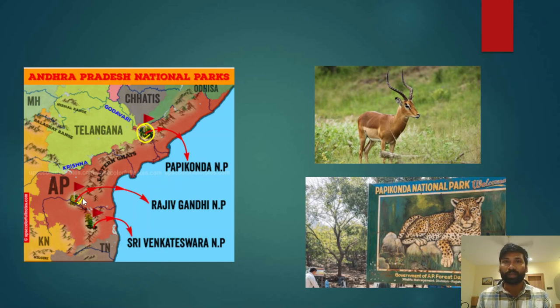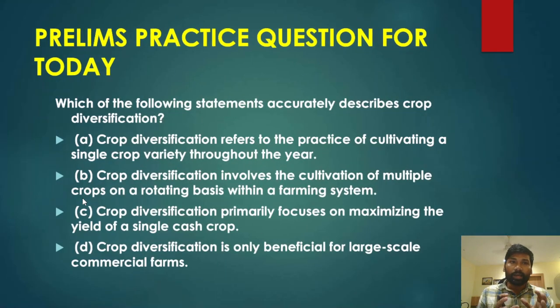Now today's practice question is, which of the following statements accurately describes crop diversification? Crop diversification is very important to maintain soil fertility. And crop diversification is very often in the news, and it is also in your syllabus, whether in the prelim syllabus or the main syllabus, in geography, environment, and also in the agriculture section of the economy. So crop diversification is very often discussed, in the context of declining soil fertility in agriculture fields.